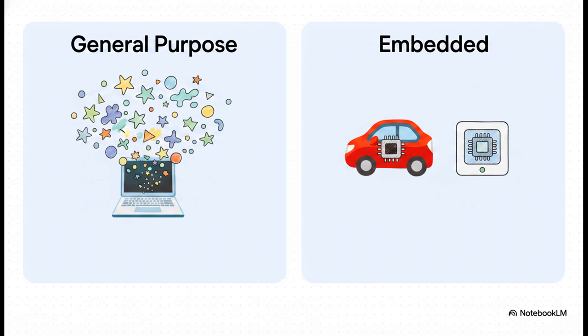We have to draw a hard line here between general-purpose computers and embedded systems. General-purpose machines, like your laptop or a massive database server, are flexible. They're designed to run millions of different software applications. Embedded systems, however, are hidden computers housed within a larger product. They have fixed, highly specific functions. They run the Internet of Things, powering everything from the anti-lock brakes in your car to the smart thermostat in your hallway.